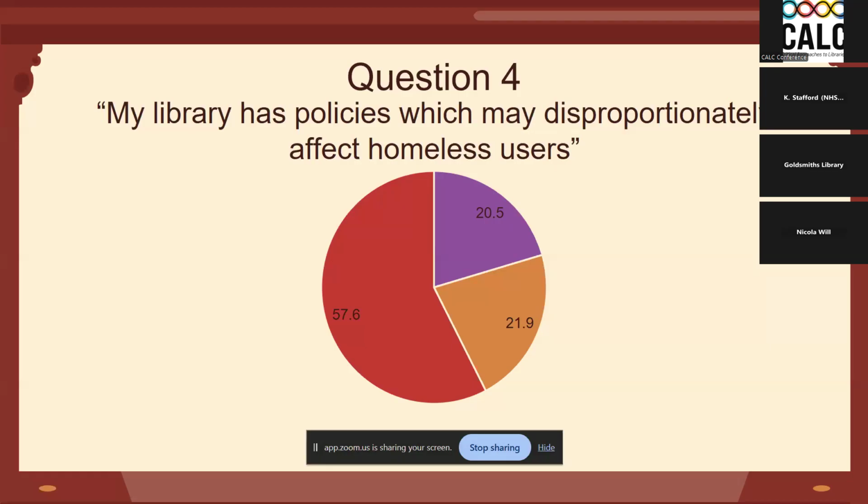It's possible, of course, that all of those respondents come from library services which have no rules that would disproportionately affect homeless users, and it's impossible to check because it's anonymous. However, when you take that combined with the other answers, including the open question answers, that seems kind of vanishingly unlikely.